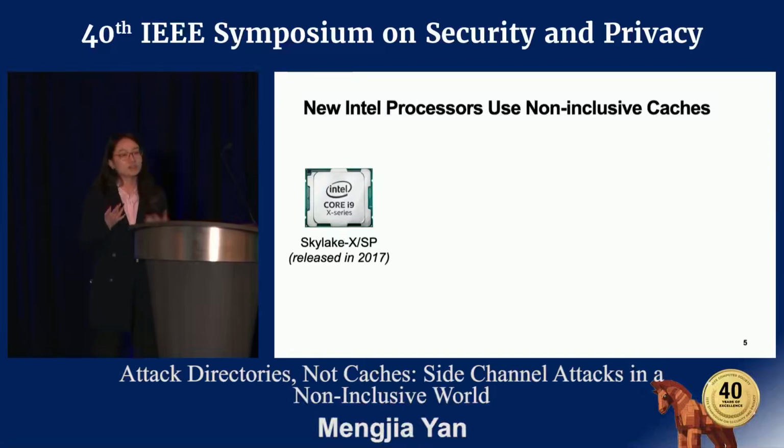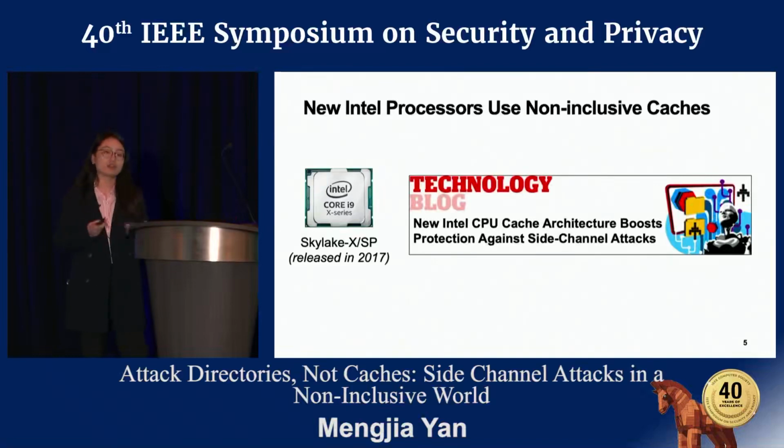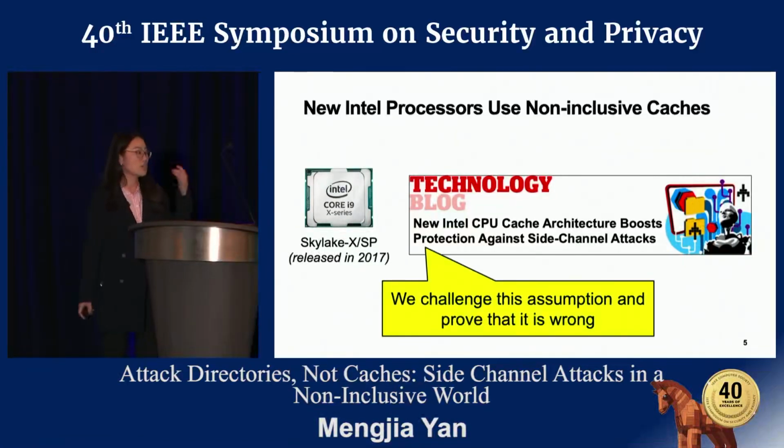Then people thought cache attacks would fail on these processors. Even now, if you search online, you can find articles with titles such as, New Intel CPU Cache Architecture Boosts Protection Against Side-Channel Attacks. Well, this is when you need our new cache-based side-channel attack, because our attack challenged this assumption and proved it wrong. We propose the first two conflict-based cache attacks which work on the non-inclusive cache hierarchy.